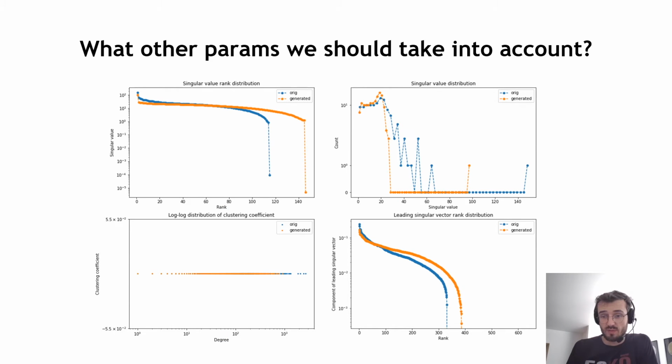What about the other characteristics of the graph, especially the spectral properties of the graph? If you look at the two most important ones, which is the singular value rank distribution, then the original and generated graph are also very similar. Also, if you look at the leading singular vector rank distribution, then the generated graph is almost identical to the original one. This means that the properties around clustering coefficients for the graph will also have good properties when comparing the generated graph, the synthetic one, and the original one.